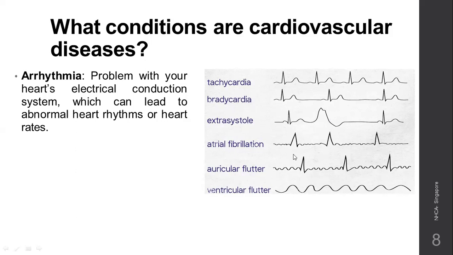Then atrial fibrillation, where the atrium is not contracting properly. Auricular flutter, ventricular flutter. Auricles are another name for atrium, and ventricles are the lower chambers. When they have a flutter, they are not contracting properly, or when they are relaxing there is an additional vibration in the chambers. So these are our flutters.